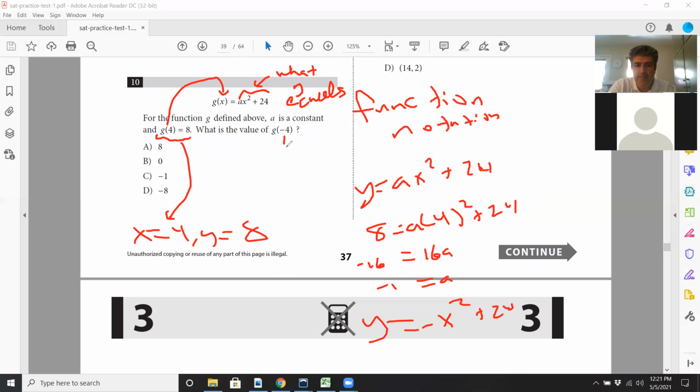And they want the y value when x equals -4. So I don't know what the y value is when x equals -4, so let's plug it in. Be really careful. PEMDAS, right? So -4 squared is 16, -16 plus 24 is 8. There we go. So you get in. That's all.